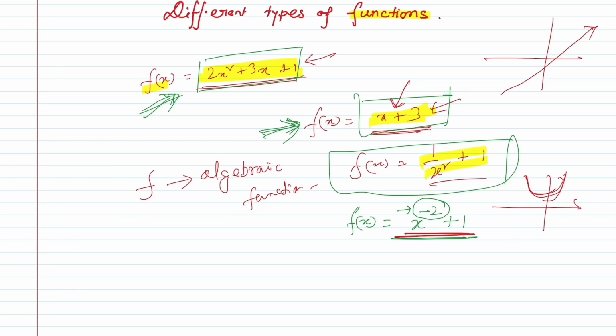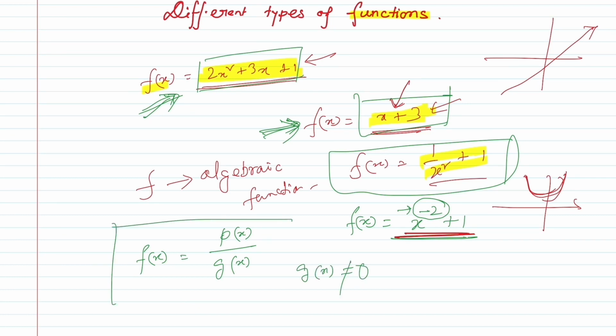Now if a function f(x) can be written in the form p(x) by another function g(x), where g(x) is not equal to 0, then it is called a rational function. Hope you have understood polynomial function, algebraic function, and rational function. Let's move on to the next type of function, that is constant function.